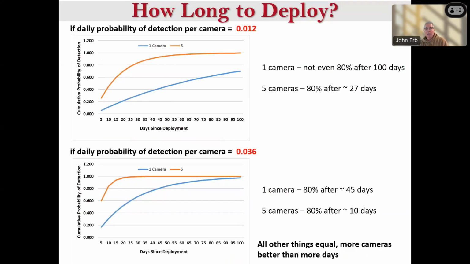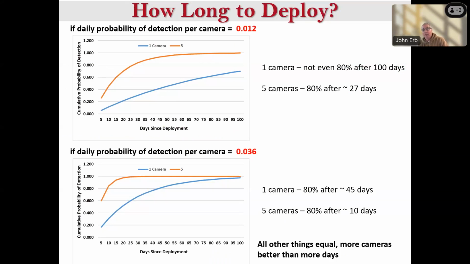I'm not going to give you too many details here, just to note that from the camera research we did, what we find is that if you want to increase your chances of detecting an animal, generally more cameras is better than more days. However, more cameras is more money.